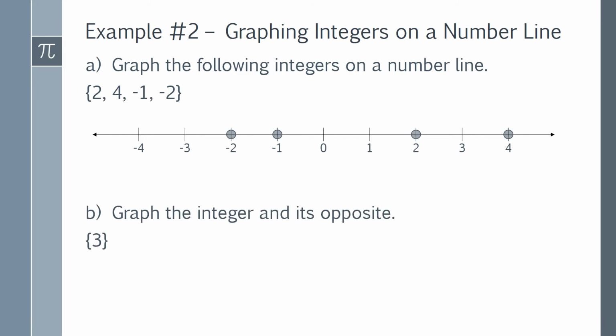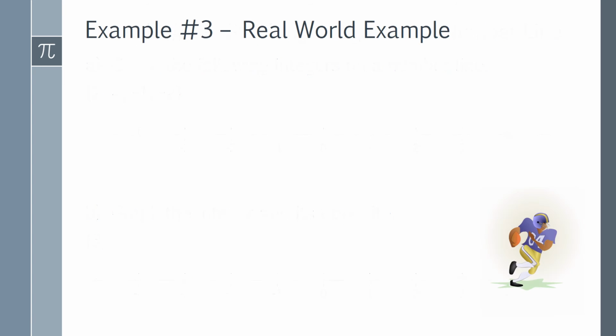Now for part B. Graph the integer and its opposite. Remember that opposites are two integers that are the same distance from 0, but one is positive and one is negative. We'll start by drawing our number line, and we'll graph 3 spaces to the right of 0. 3's opposite is negative 3, so now we need to go 3 spaces to the left of 0.